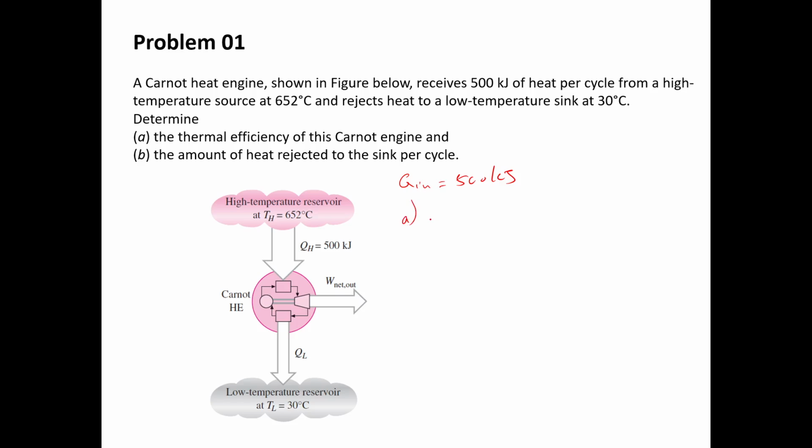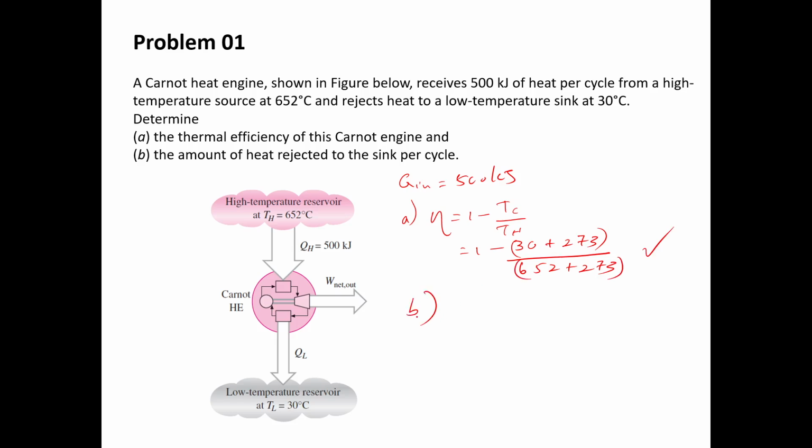We know eta thermal equals 1 minus Tc divided by Th, right? So this is equal to 1 minus the temperature of the cold reservoir, 30 plus 273. Of course you need to convert into Kelvin, not Celsius. When you apply this equation, the Tc and Th values should be in Kelvin, right? Divided by Th, 652 plus 273. So you can work out the maths and find the eta value.